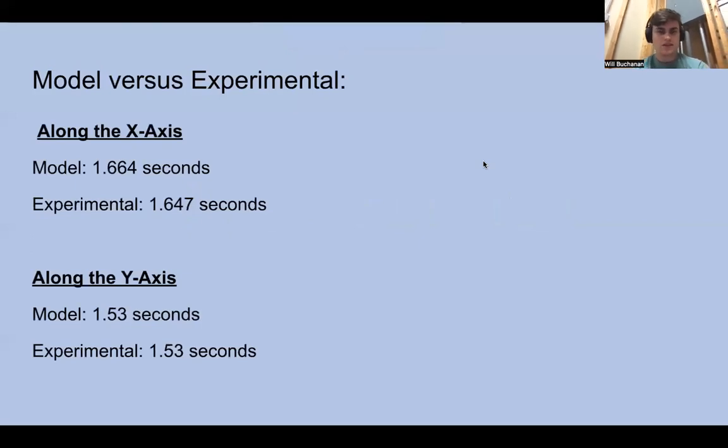And then along the x-axis, the period time of the oscillations, or basically from crest to crest, is about the same value over the span of the x-axis. The computational model was 1.664 seconds, and the experimental is 1.647 seconds, which is very close. And in the y-axis, they're actually the same value. So we got very close to modeling the period times.